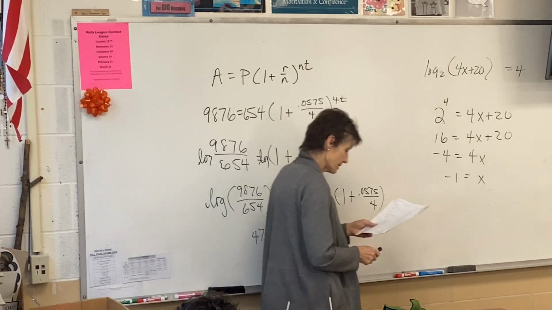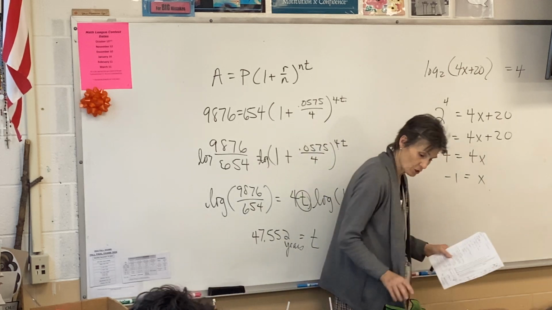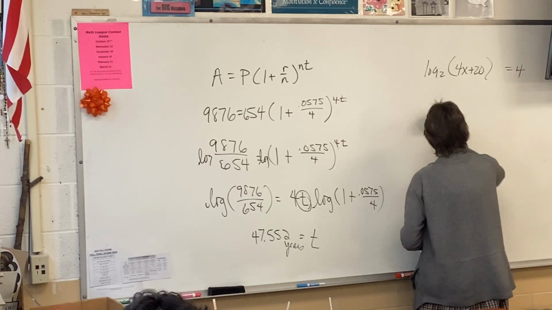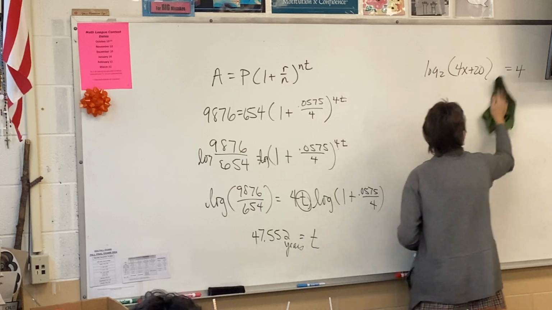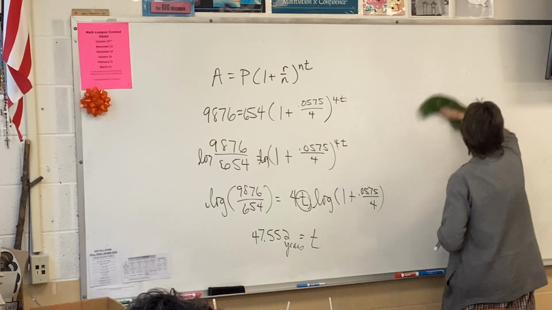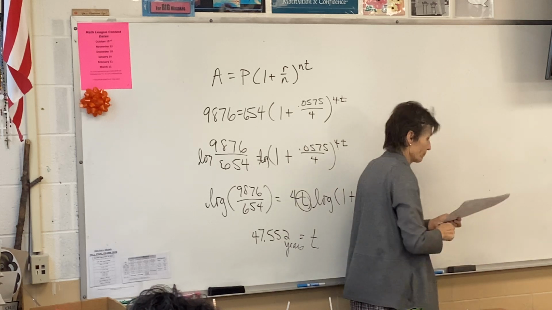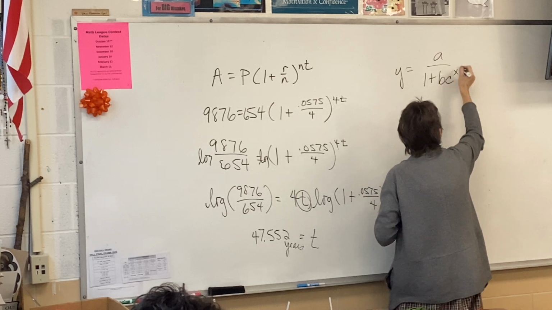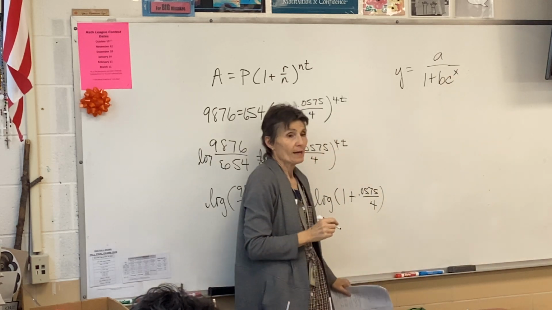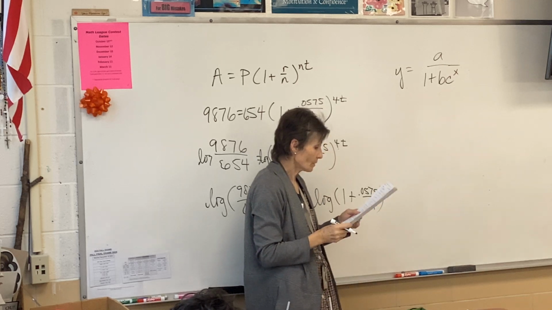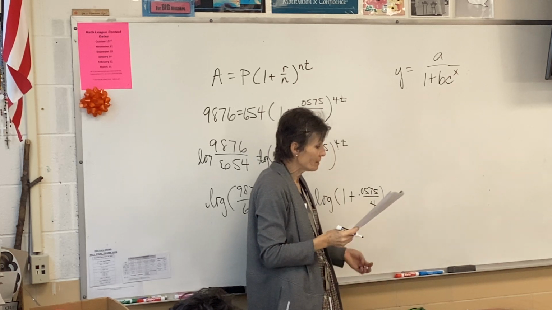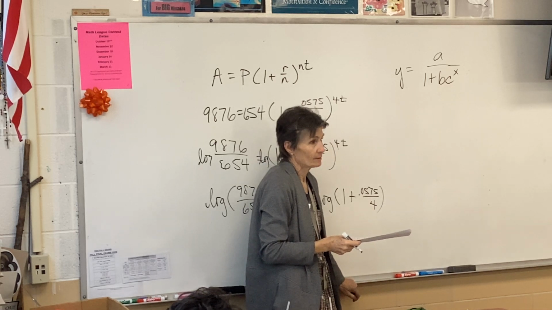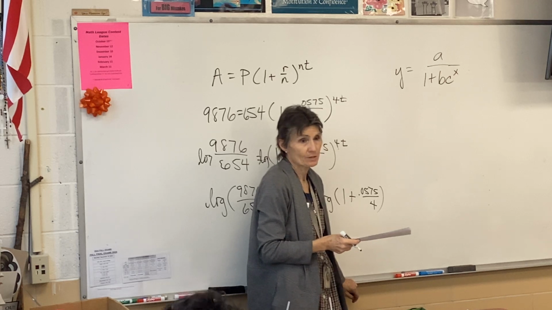2B says, this is another logistic function. So we have to remember what it is we're going for. What does a logistic function look like? Okay, so this is my goal. I'm on page 5, 2B. I have a logistic function. The limit to growth is 60, so the 60 goes on top, up here.